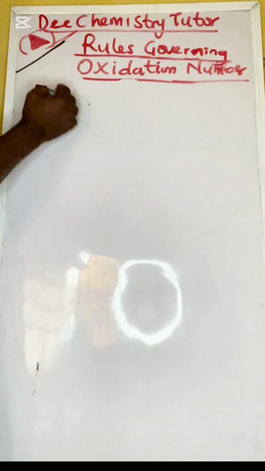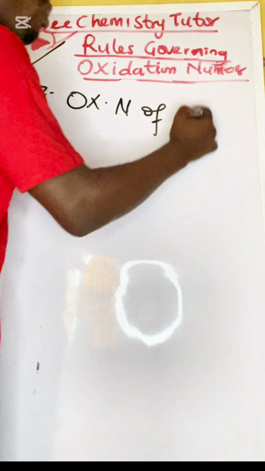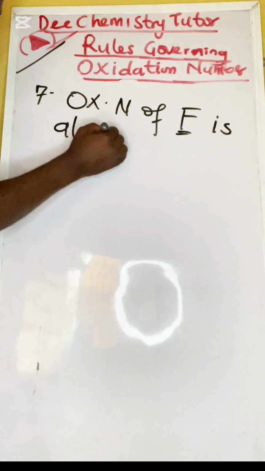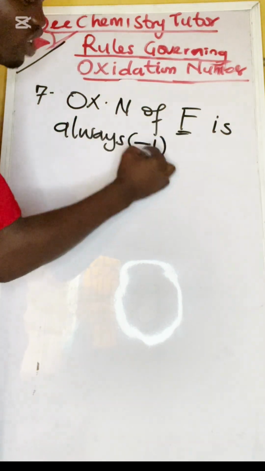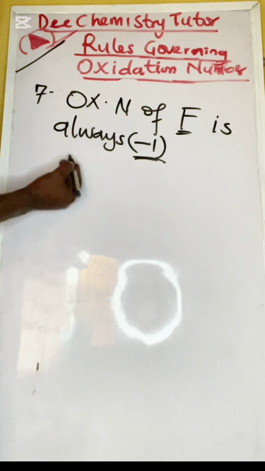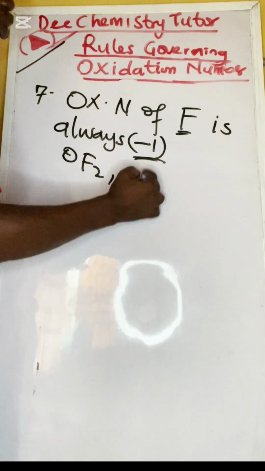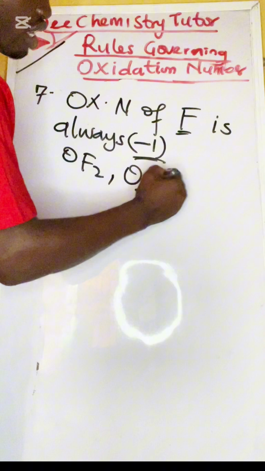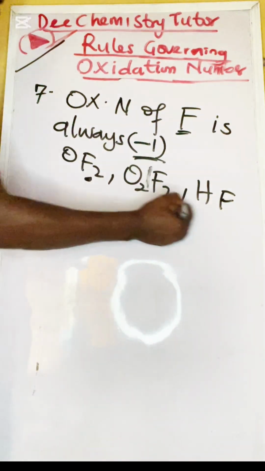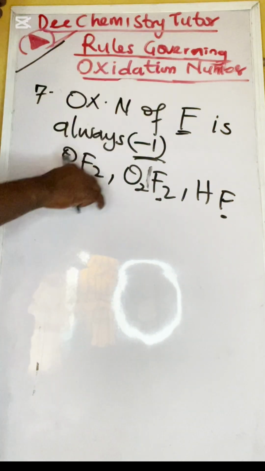All right, number 7. The oxidation state or the oxidation number of fluorine, this one is very, very important, is always minus 1. Now, that means if I ask you, you don't need to calculate. If I ask you what's the oxidation number of fluorine in, let's say, OF2 or O2F2, don't calculate anything, or HF. So far it is fluorine in the compound, the oxidation state is always, I repeat, always minus 1.